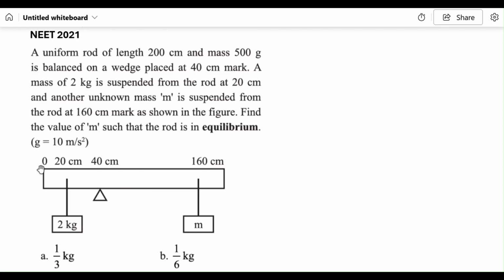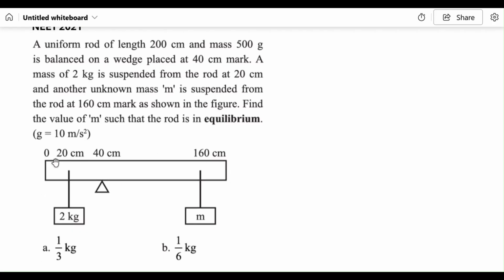So here we have the figure. This is the block and this is the wedge on which this block is placed. One mass is suspended here, another mass is suspended here. So we have to find out the value of M if this rod is in equilibrium. So if this rod is in equilibrium, net force as well as net torque should be zero.